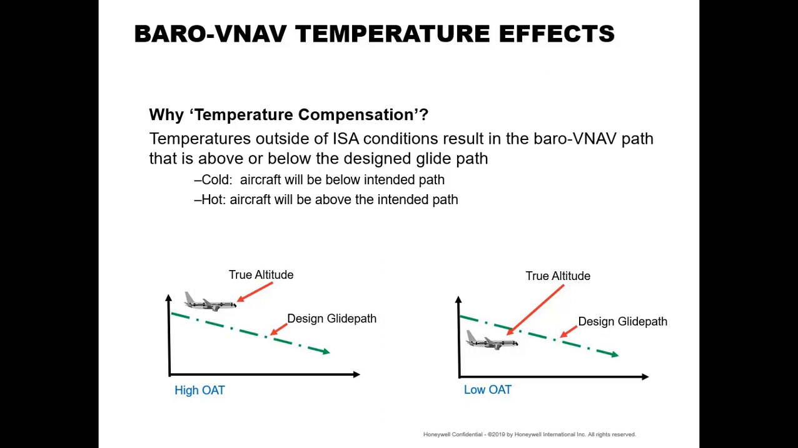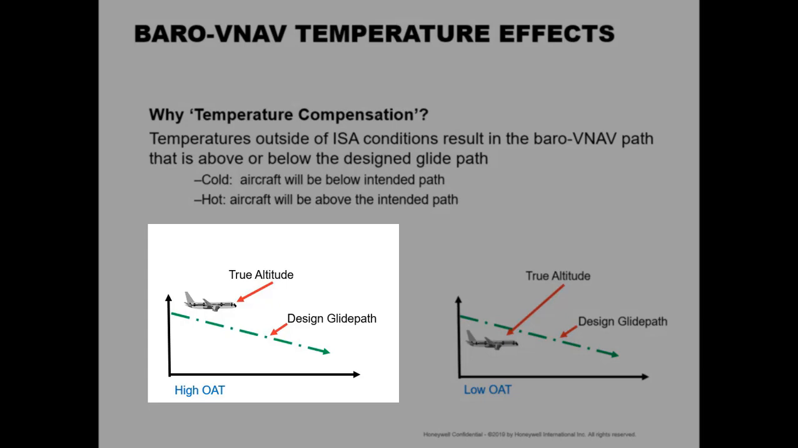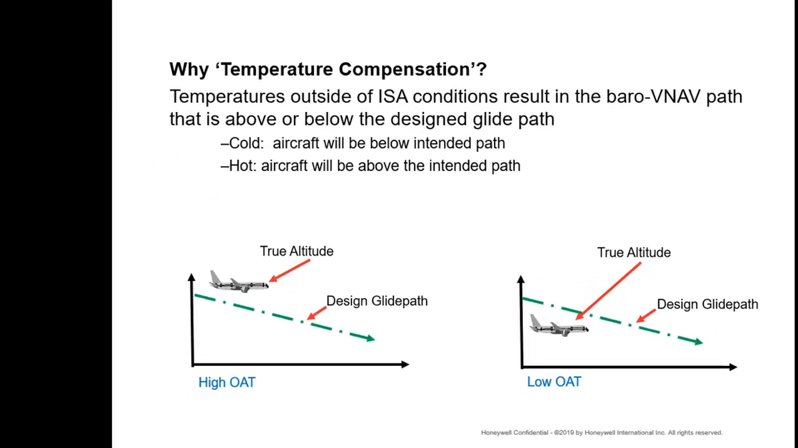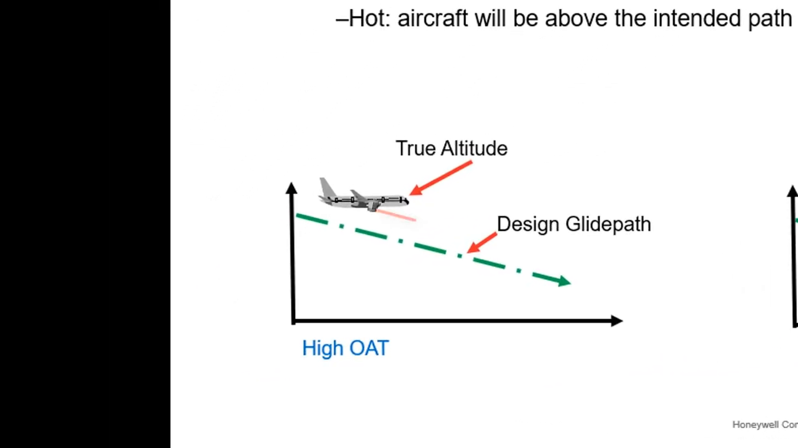Hotter, less dense air will result in the aircraft being higher than the barometric pressure altitude indicates, as depicted in the high outside air temperature illustration on the left. We can see the true altitude of the aircraft is showing the aircraft to be higher than the barometric pressure altitude would show if it was used to follow a glide path.